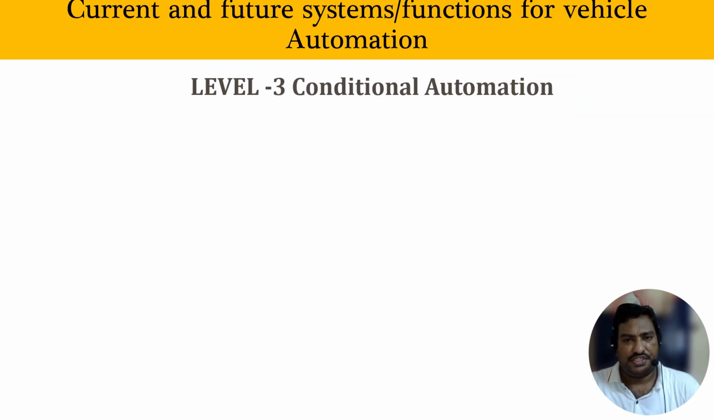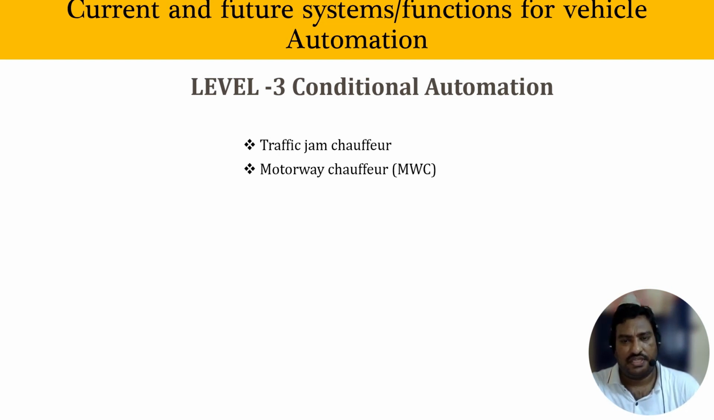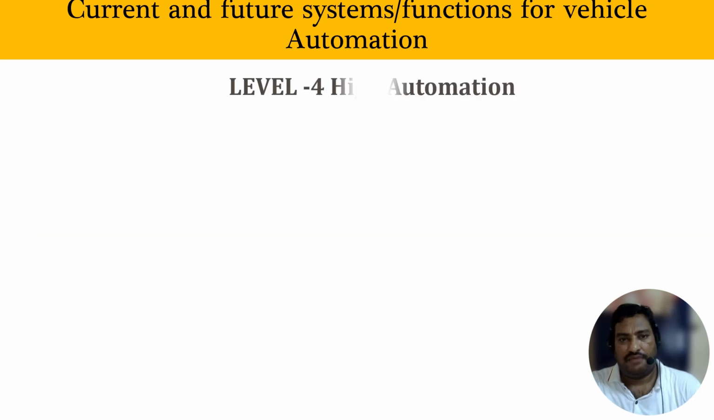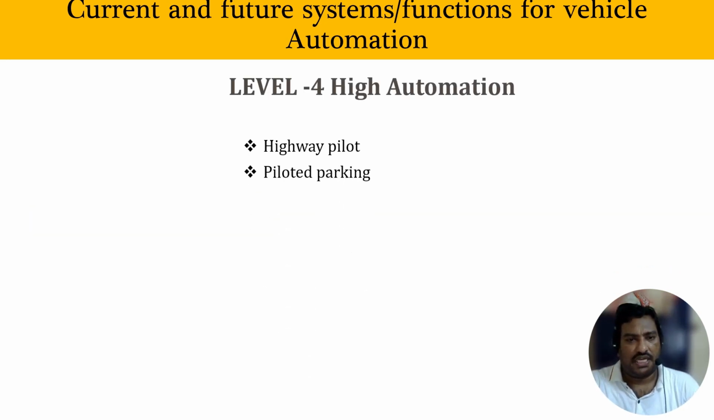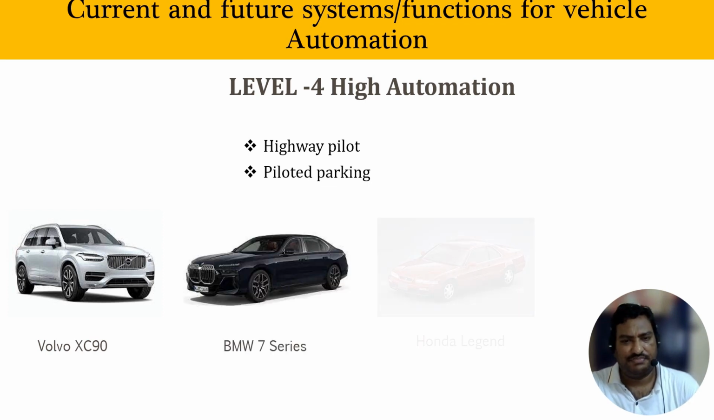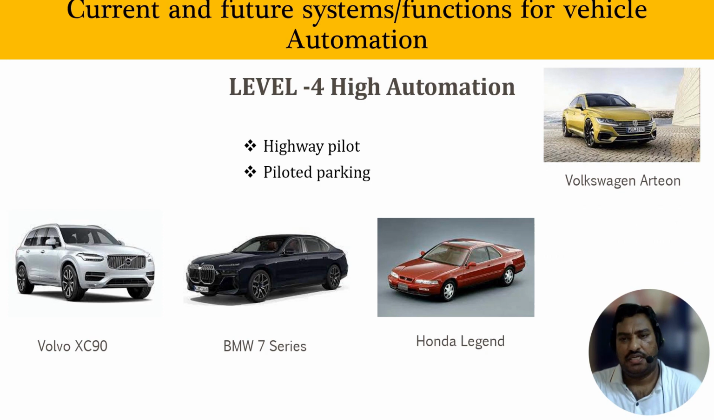For level 3 conditional automation, there are traffic jam chauffeur and motorway chauffeur. These two tasks are considered level 3 conditional automation. Mercedes-Benz and Audi e-tron are examples for level 3 automation. Level 4 is high automation, with highway pilot and piloted parking. Volvo XC90, BMW, Honda Legend and Volkswagen are examples for level 4 automation.